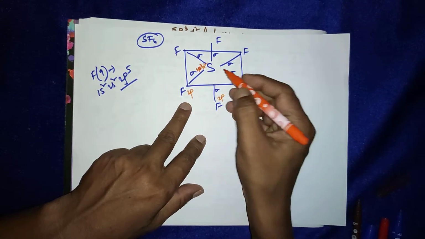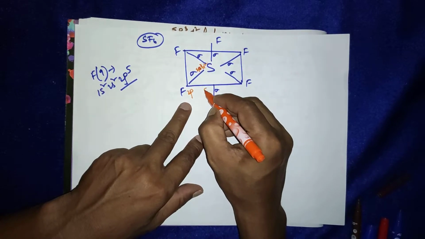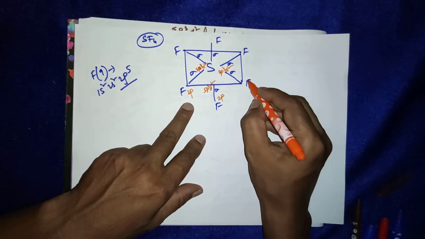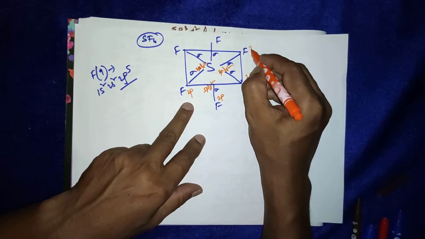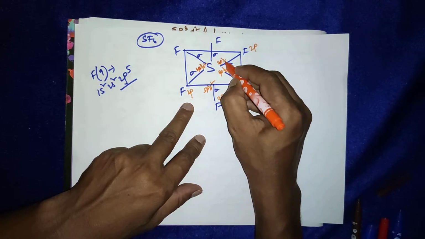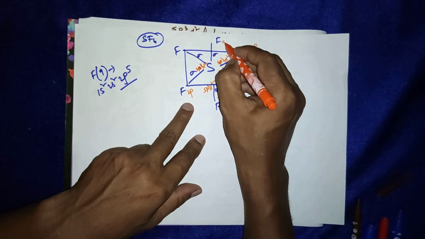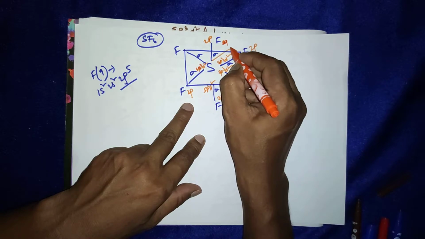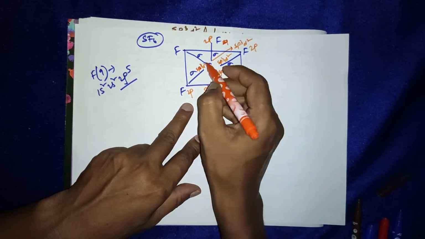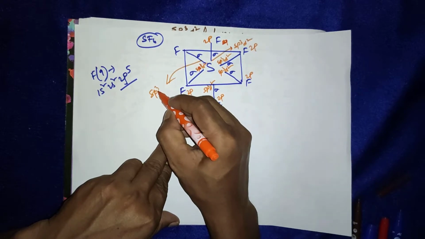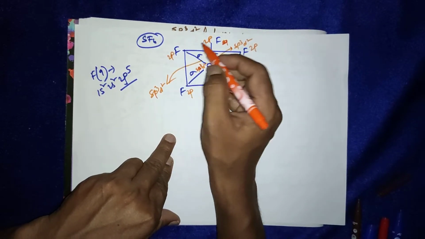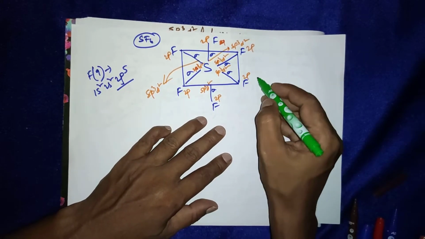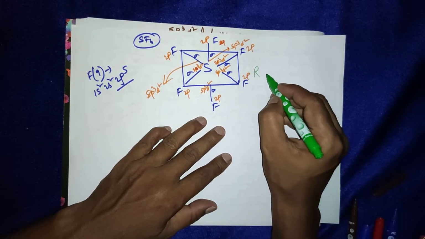In a similar case, this is sp3d2 of sulfur, this is also sp3d2 of sulfur, this is 2p of fluorine, 2p of fluorine, this is sp3d2 of sulfur, this is 2p of fluorine, and this is sp3d2 of sulfur. This is also sp3d2 of sulfur, and this is 2p of fluorine. And it has structure shape regular octahedral geometry.